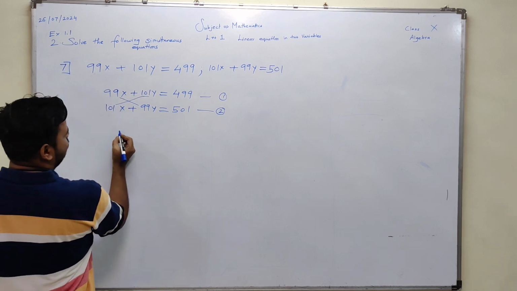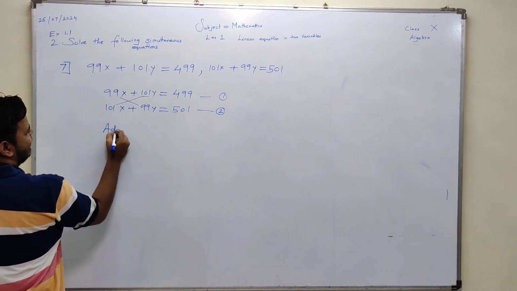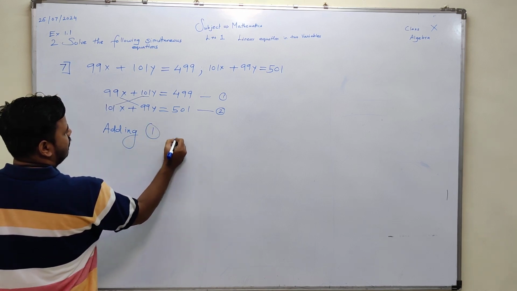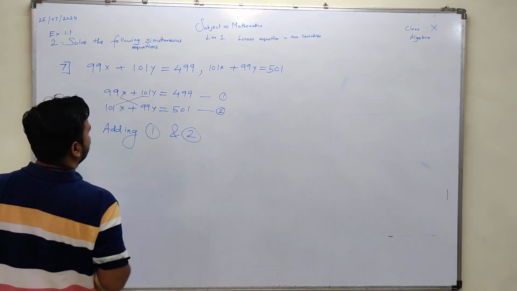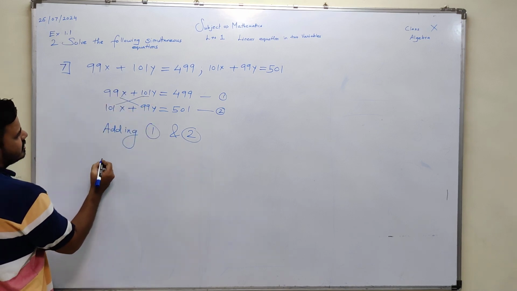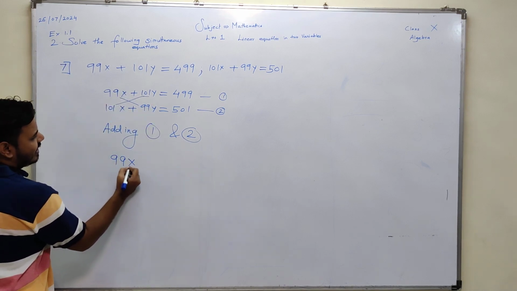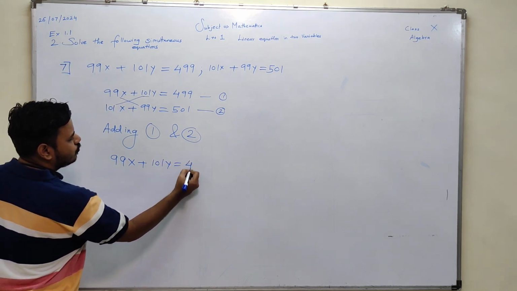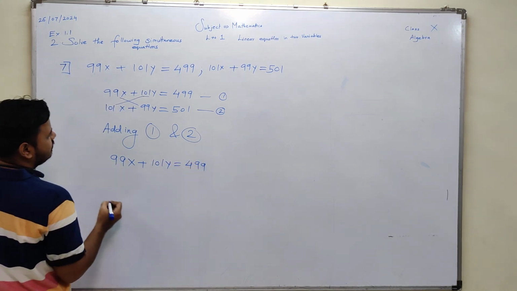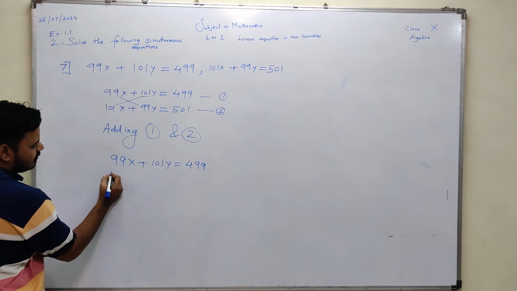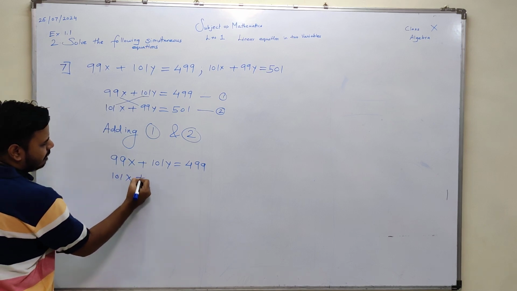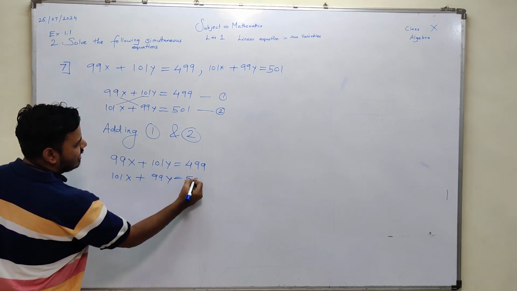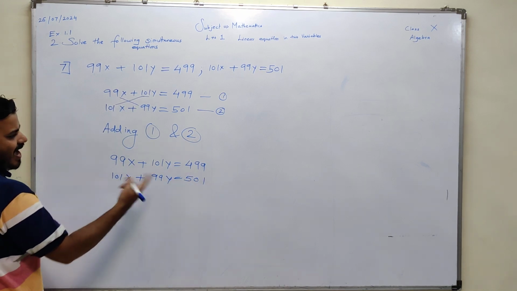So here what we will do, adding equation 1 and 2. So we'll add this first. We will write down 99x plus 101y is equal to 499. Below that we will write the second equation, that is 101x plus 99y is equal to 501. So we'll add both these equations.